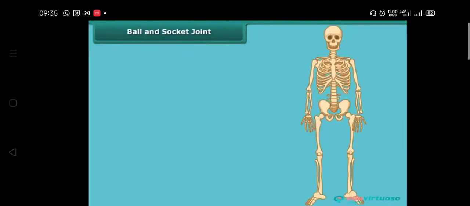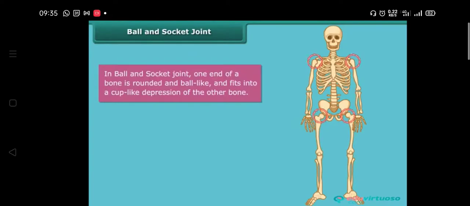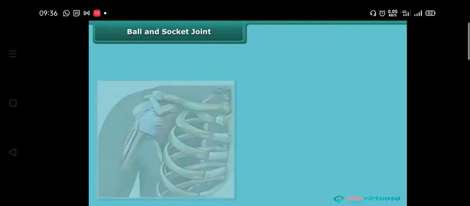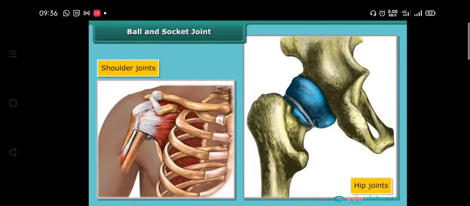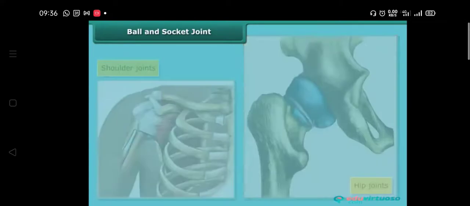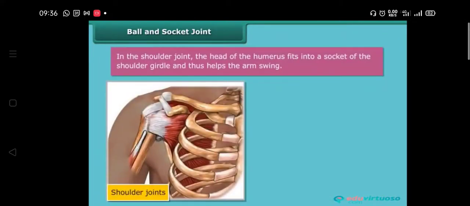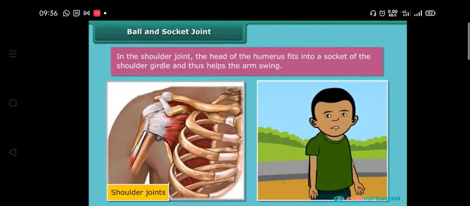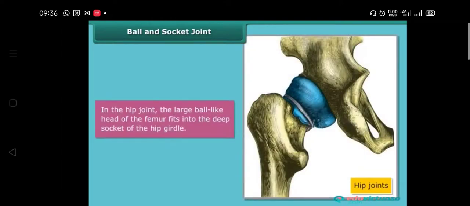Ball and socket joint. In ball and socket joint, one end of a bone is rounded and ball-like and fits into a cup-like depression of the other bone. It provides movement in any direction. Shoulder joints and hip joints are examples of ball and socket joint. In the shoulder joint, the head of the humerus fits into a socket of the shoulder girdle and thus helps an arm swing. In the hip joint, the large ball-like head of the femur fits into the deep socket of the hip girdle.